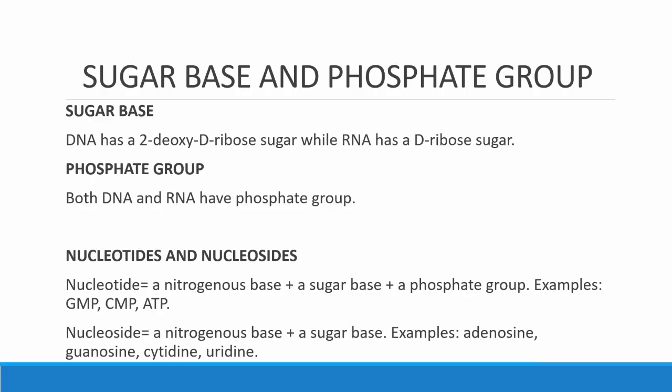The linkage between the sugar base and the nitrogenous base is a beta N-glycosidic bond. For purines, it is N9 that binds to C1 of the sugar, while for pyrimidines, it is N1 of the pyrimidine ring that binds to C1' of the sugar ring. The phosphate group is attached to the sugar molecule by esterification of a definite hydroxy group of the ribose sugar.